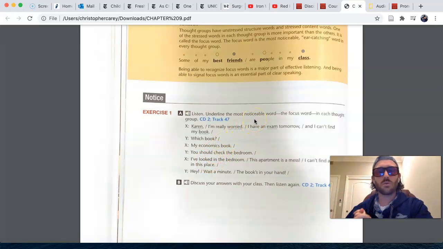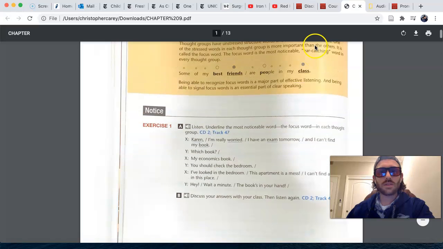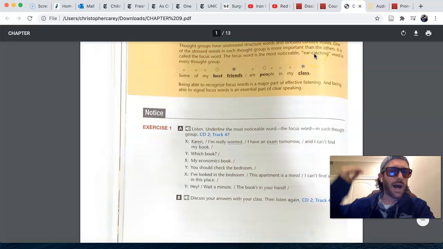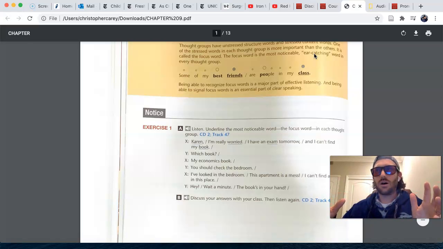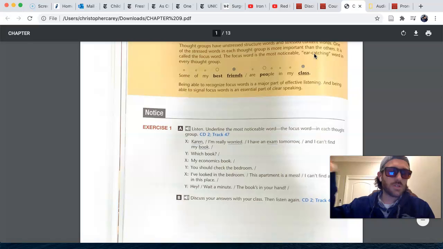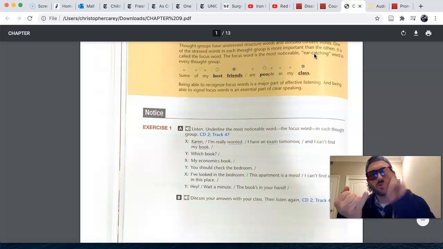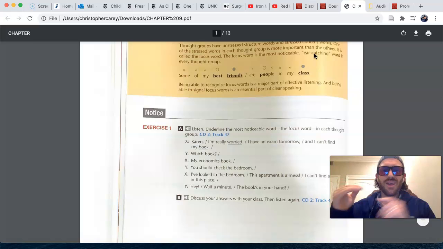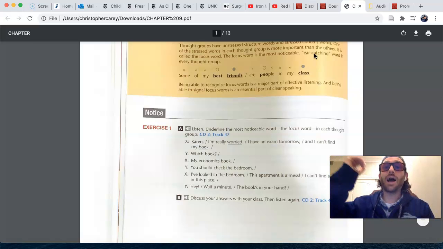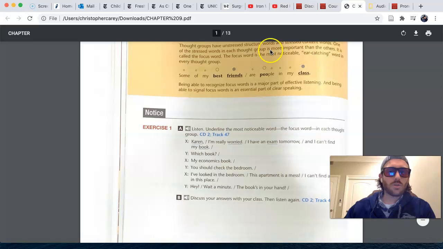Now, when we say noticeable, ear-catching, like the textbook refers to it, right? High in pitch, long vowel sound, volume is higher, pitch is higher, right? It really stands out in terms of stressed vowel sound, longer than all the other content words and function words for that matter in the thought group. And the pitch is a lot higher for that particular focus word. Let's give CD2 track 47 a listen.